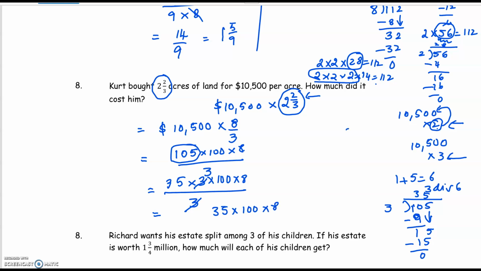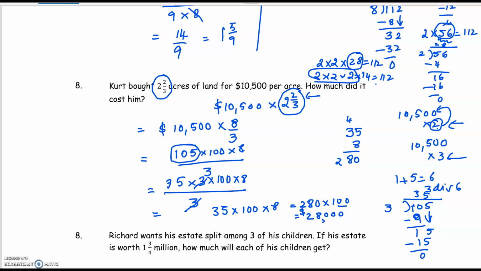Cancel the 3's and we are left with 35 times 100 times 8. Now let's figure this out. 35 times 8. 8 times 5 is 40. 8 times 3 is 24 plus 4, 28. So that is 280 times 100. So that is 28,000. Just add the 2 zeros to get 28,000.